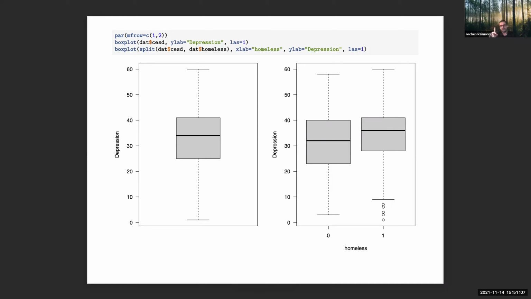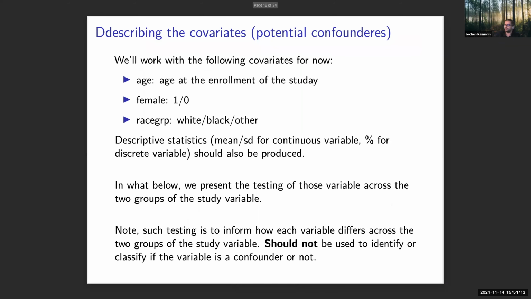Okay, it does have something to do with outliers, but not as much as you would think. But this is the correct answer. All right, good. Let's move on.